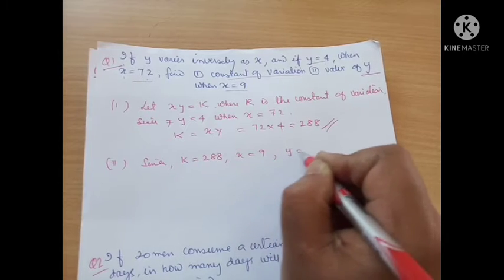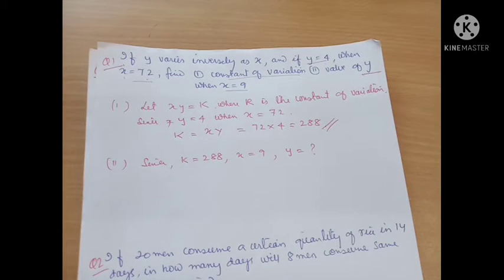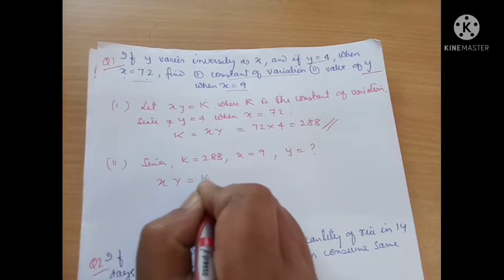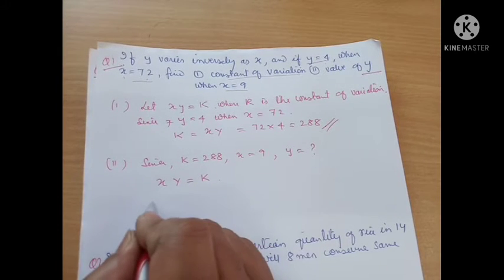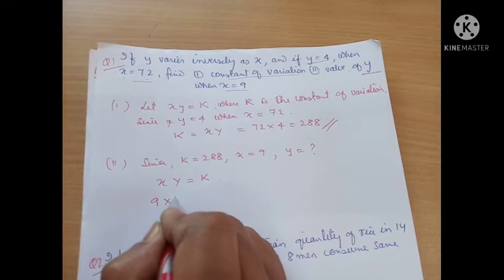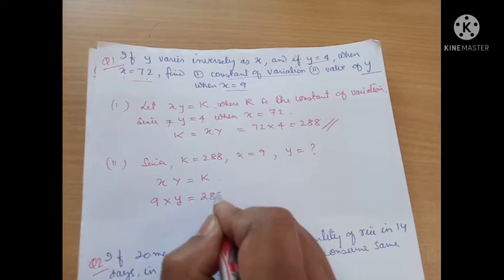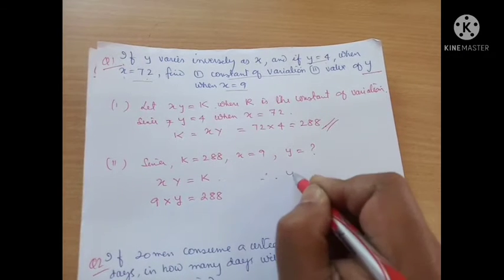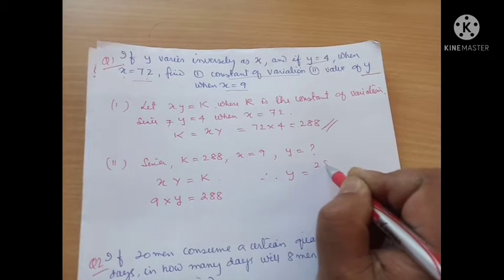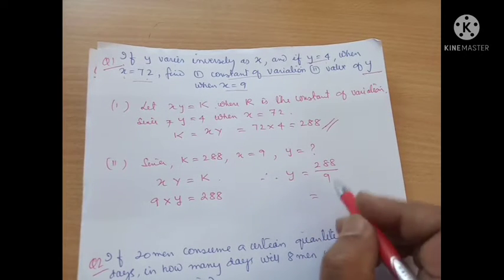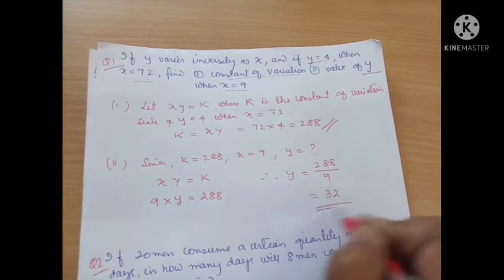Now we are going to find out the value of y. How will we find the value of y? Here comes xy is equal to k. Now we know x is 9 and y is unknown. The constant k is 288. If you want to find the value of y, then we have to divide 288 by 9, that is by x. Then what will be the value of y? The value of y will be 32.